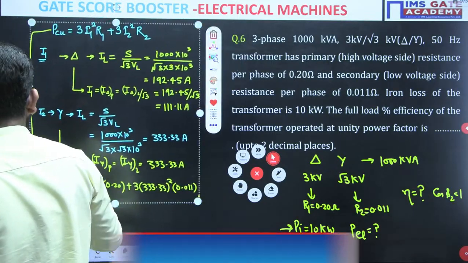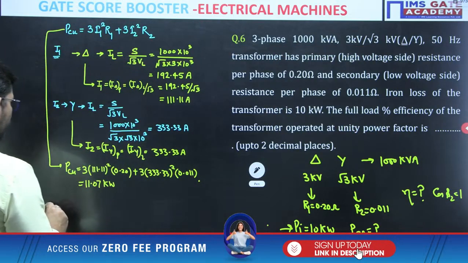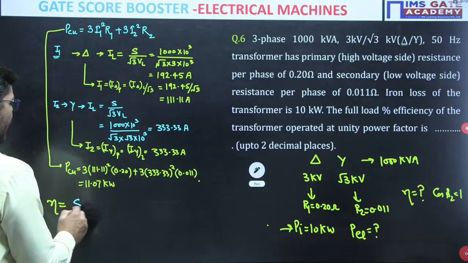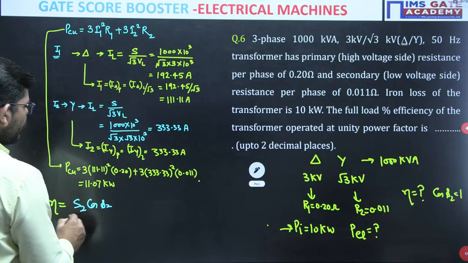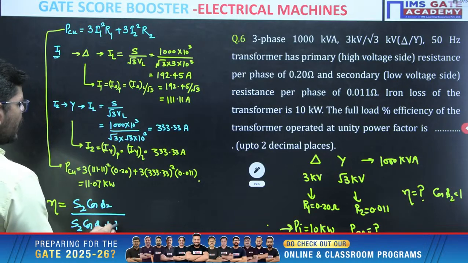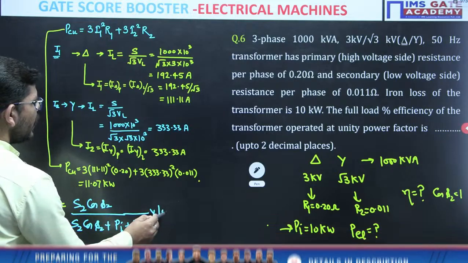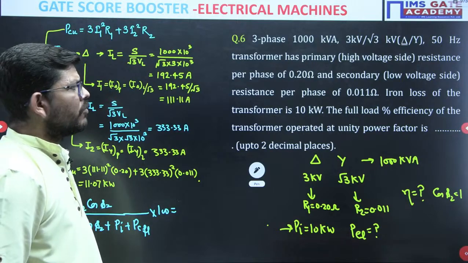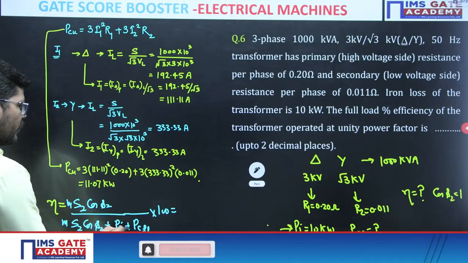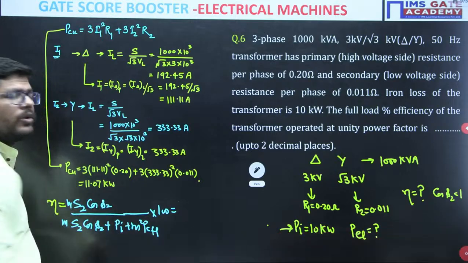We have calculated the copper losses. After that, what do we have to do? Nothing. As we used to do in case of efficiency, the same we will be doing here. So efficiency will be S2 cos phi 2 divided by S2 cos phi 2 plus iron losses plus copper losses, into 100. Full load means m is 1, so I have taken m as 1, or you can write m square P_CFL, because full load, so it will be 1.